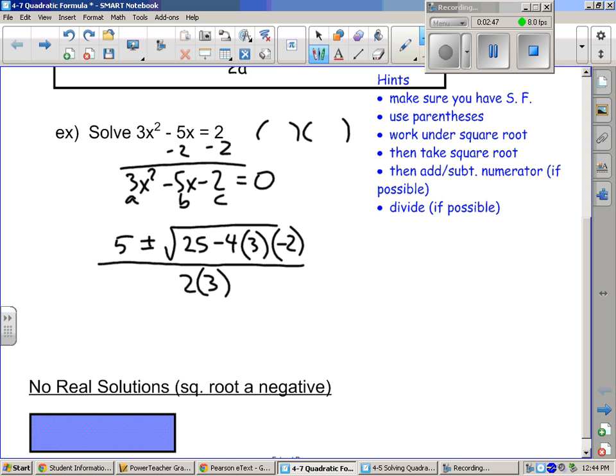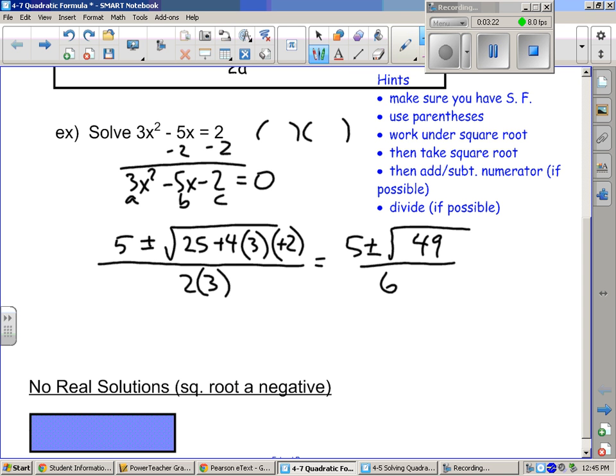I like how you made your fraction bar big enough to cover everything. Yeah, because if you only put it under the radical, it's going to mess you up. That 5 won't know what it's supposed to do. All right, so now we're going to work under the radical. I'm going to leave everything else the same. And 25 minus, now 4 times 3 is 12, times 2 is 24, but minus a negative is actually going to be plus. So I have 25 plus 24, I think that's 49. And then 2 times 3 on the bottom is 6.